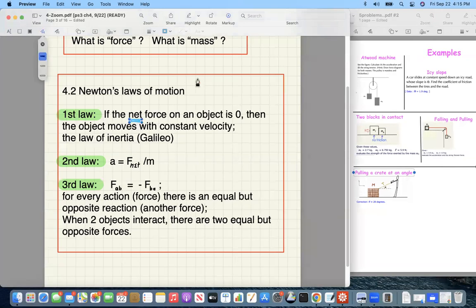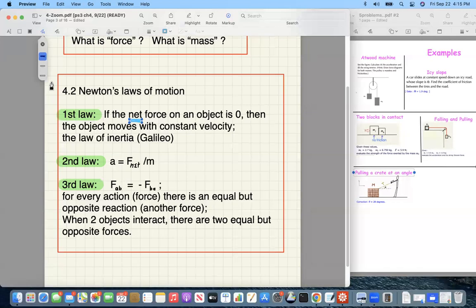if the net force on an object is 0, then the object moves with constant velocity. So, for example, if there's no force acting on an object, it'll just move with constant velocity. Now, that may seem simple enough. I mean, an object at rest stays at rest. Everybody would believe that.